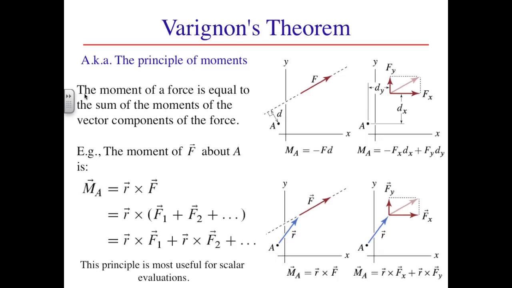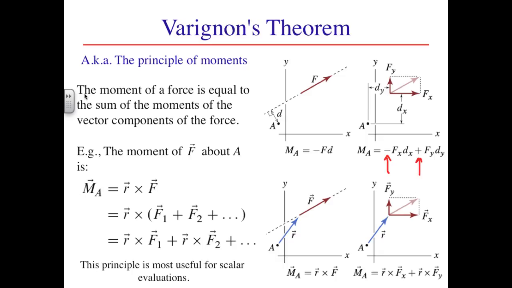Note that the specific signs shown in the upper right are specific to this example. Crossing dx in the plus j direction into Fx in the plus i direction creates a vector component in the minus k direction. Crossing dy in the plus i direction into Fy in the plus j direction creates a vector component in the plus k direction.